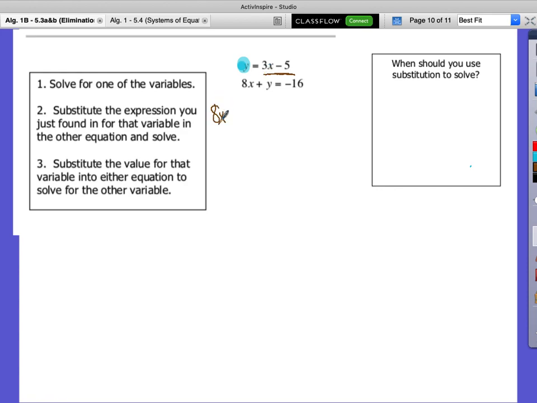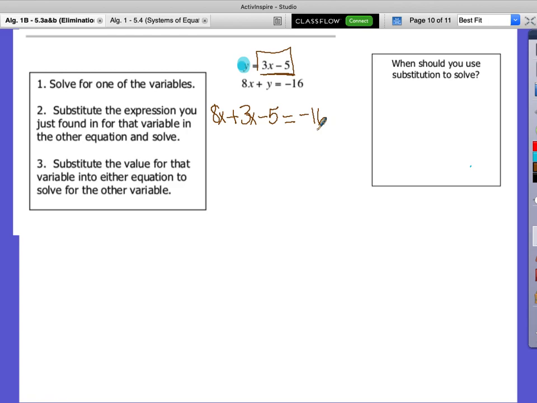8X plus, I can substitute that in, so I'm going to box that out, and I'm going to say plus rather than Y. I'm going to say 8X plus 3X minus 5, because that's what I'm substituting in, is equal to negative 16.